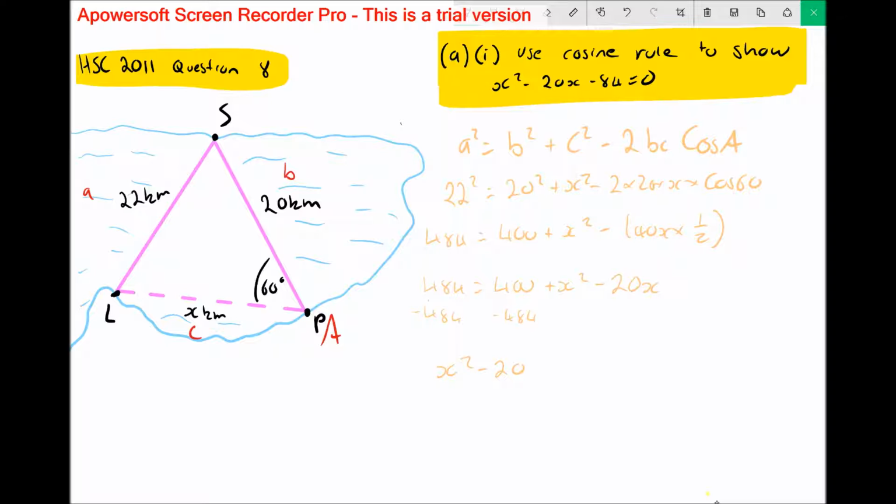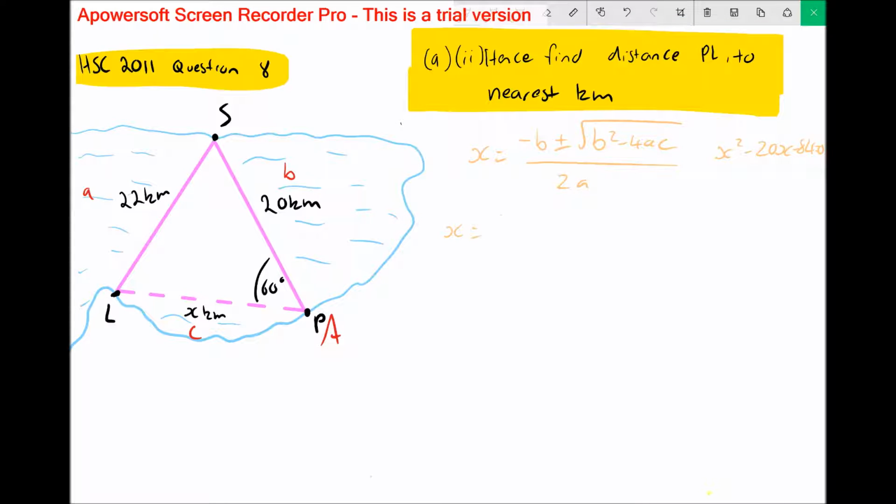So plugging that in and solving algebraically, we get that answer, and that's the end of that question. And we've proven it. And part B says that we need to use this to find the distance PL, to the nearest kilometre, which is the x kilometres. So here we've already started using the quadratic formula to find the 2 points of x. And this works because before we had a quadratic equation.